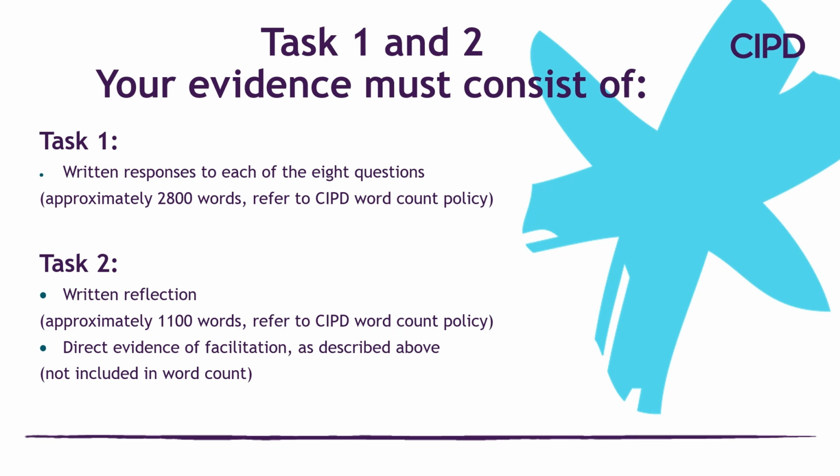And with that, we would also like some direct evidence of your facilitation, something that confirms that you have facilitated, and that evidence can take any of the 3 types of evidence described in the slide above. And of course, that second item of evidence would not be included in your word count. So when you have all of that and you've completed that evidence and provided that evidence to the best of your ability, you have completed task 1 and task 2.